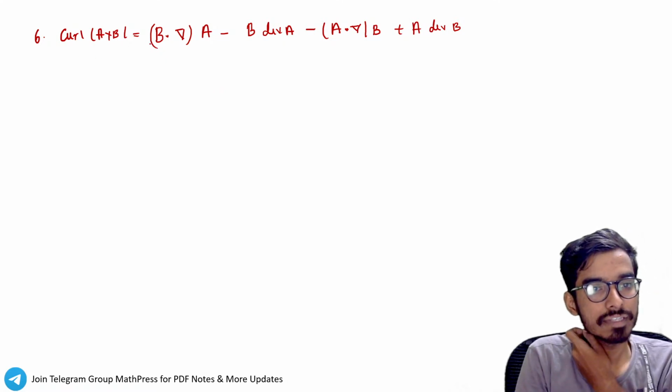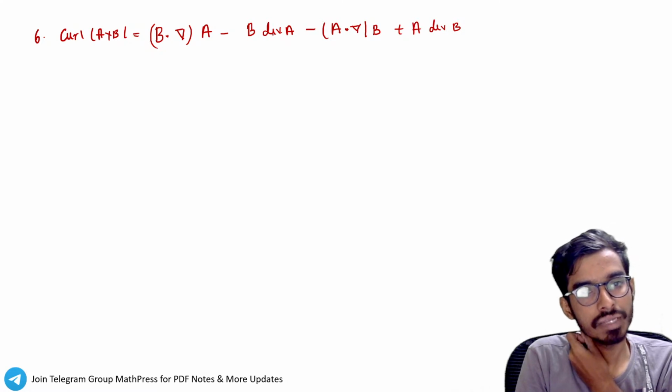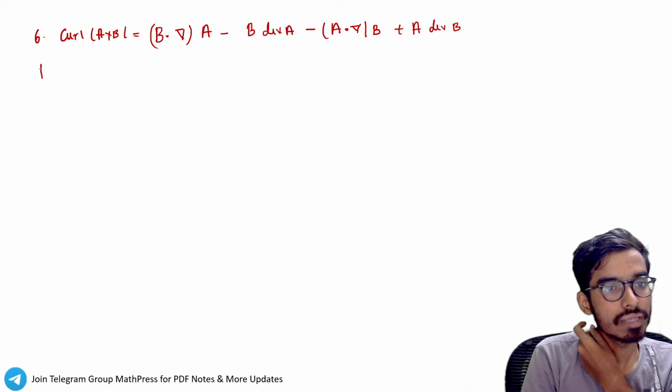So curl of A cross B is B dot del into A minus B div A minus A dot del B plus A div B. Okay, so we have proved this.